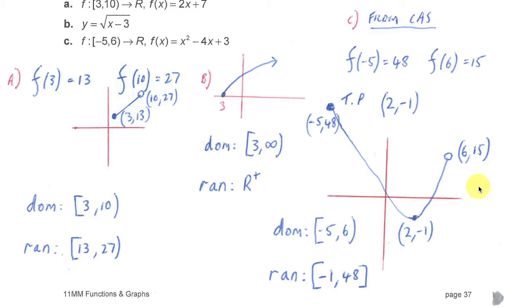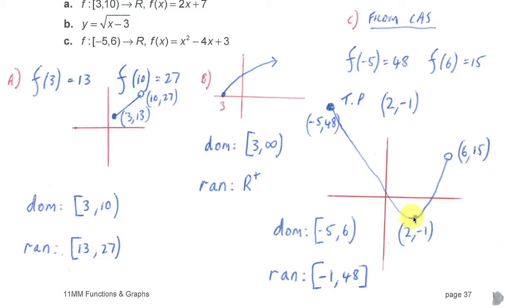So if I look at my domain, remember for my domain I'm going from lowest x value to highest x value, so I'm going from -5, including, all the way across to 6, excluding. So I've got -5 included, 6 excluding, and for my range, I go from lowest y value to highest value.